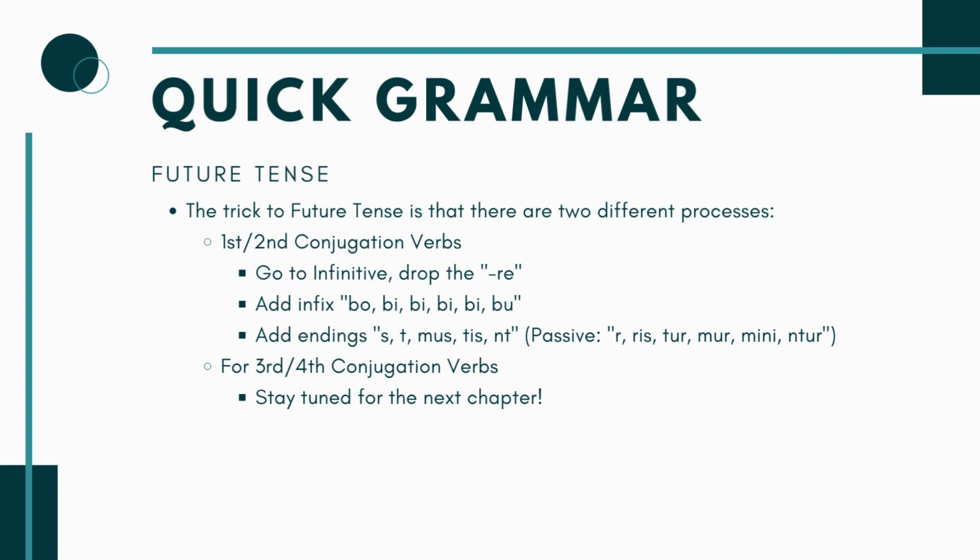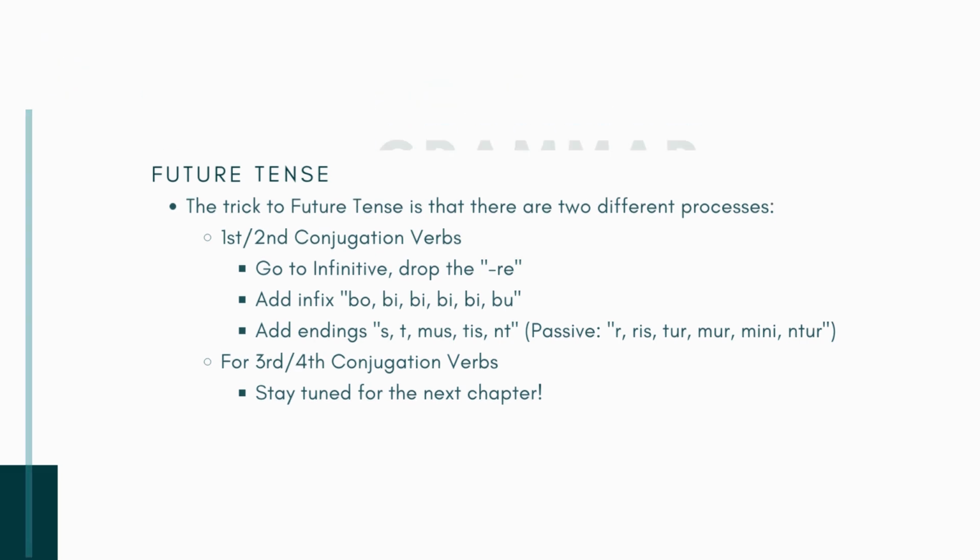And if you go passive voice, you do the exact same thing. You just change the endings, right? So r, ris, tur, mur, mini, ntur. But the process doesn't change.